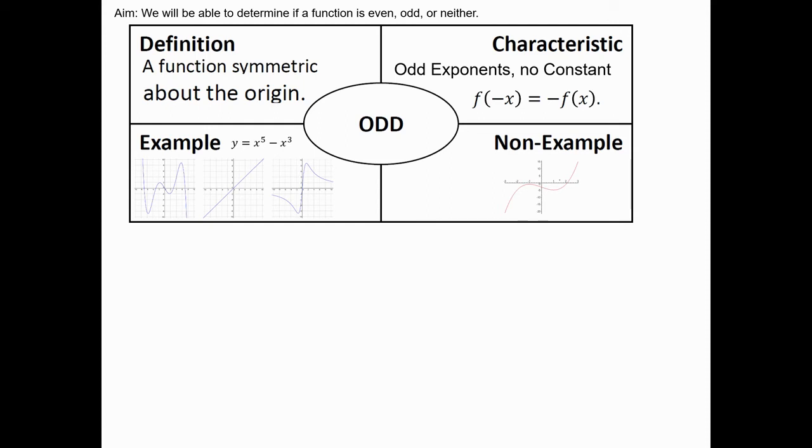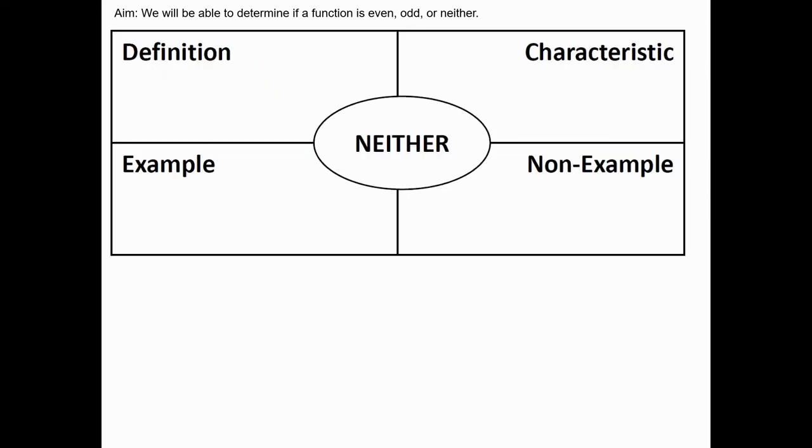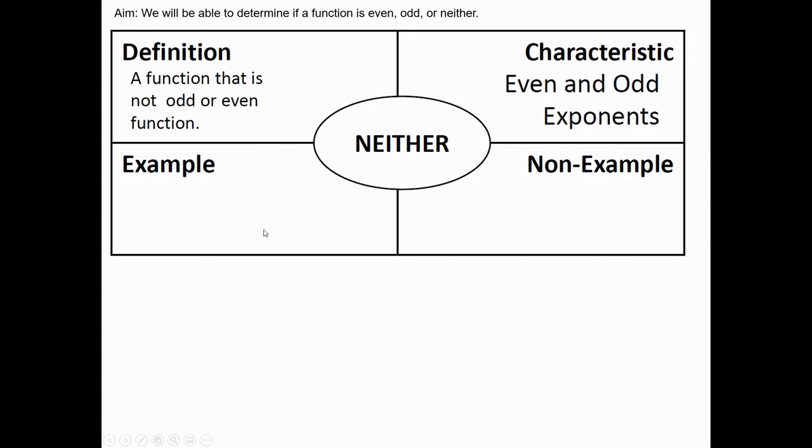So just to show you guys some examples of graphs or functions that are neither odd nor even, the definition is pretty much a function that is neither odd nor even. So you're wondering, how do I define this? You just say it's not odd or even. That's all. Some characteristics: it has even and odd exponents. And some examples of that as a graph. Look at this. Notice how it's lopsided, so it can't be even. And it's not really perfectly symmetrical around the origin, as if it were odd.